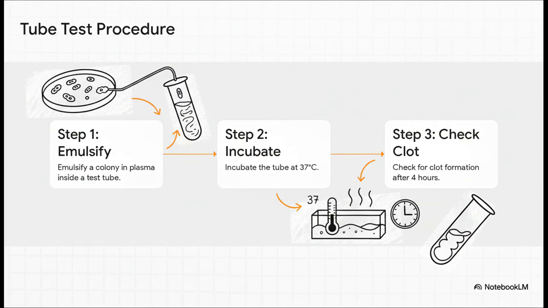Now, the procedure here takes a little bit more time. You take a colony and you mix it directly into a test tube that has plasma in it. Then you pop that tube into an incubator set at 37 degrees Celsius, body temperature, and you come back to check on it in about 4 hours.